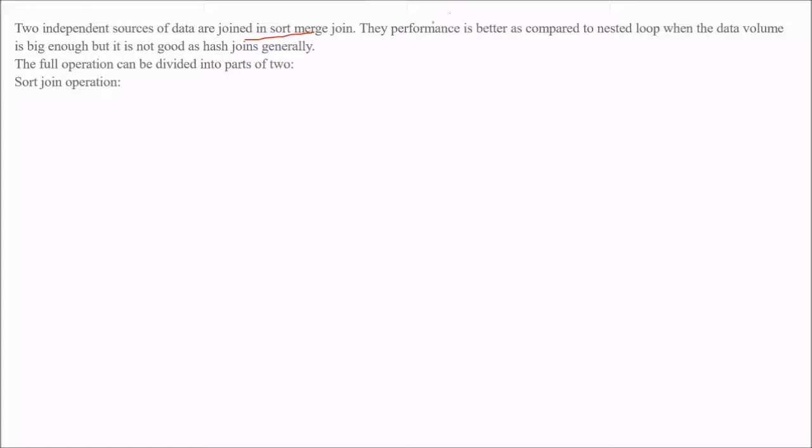The performance is better as compared to the nested loop, but when the data volume is big enough, it is not as good as hash joins generally. So the full operation can now be divided into two parts. First is the sort join operation. We get the first row R1 from input 1, and we get the first row R2 from input 2. Then we merge. This is a merge join operation.